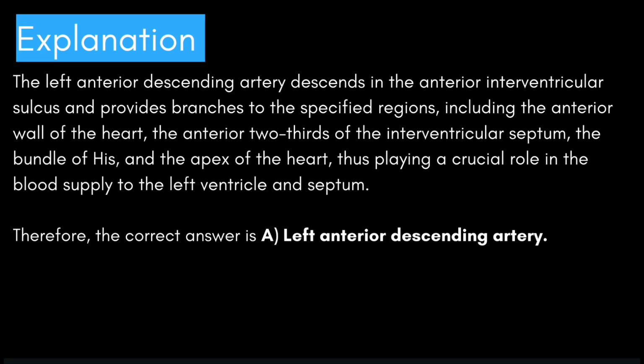The left anterior descending artery descends in the anterior interventricular sulcus and provides branches to the specified regions, including the anterior wall of the heart, the anterior 2/3 of the interventricular septum, the bundle of His, and the apex of the heart, thus playing a crucial role in the blood supply to the left ventricle and septum. Therefore, the correct answer is A, left anterior descending artery. Let's go ahead and see why the other answer choices are incorrect.